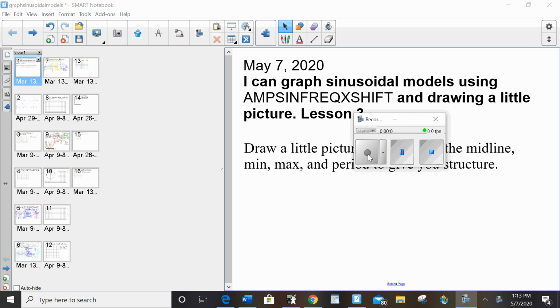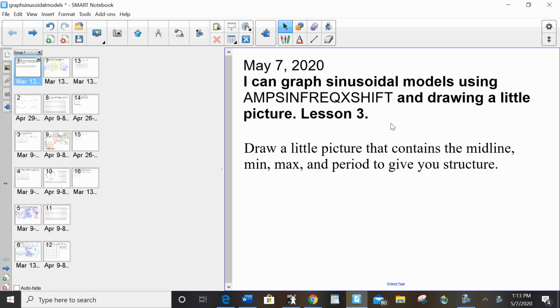This is the third and final lesson, the fifth day I think we've been working on this, the sinusoidal models. I just want to go over a couple more with you. And again, sinusoidal models, just like sinusoidal graphs, we're going to be using amp, sin, freq, x, shift. And for these models, I really want you to draw a little picture, because drawing that little picture will help you stay very structured, which is really, I think, the most important thing you can do.